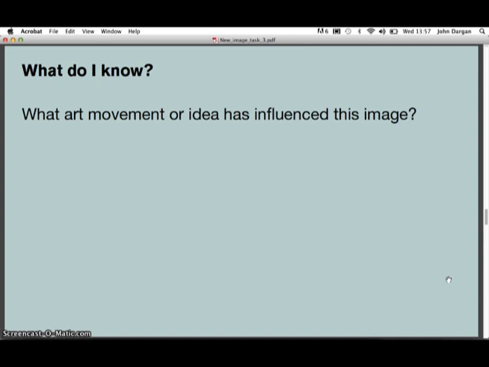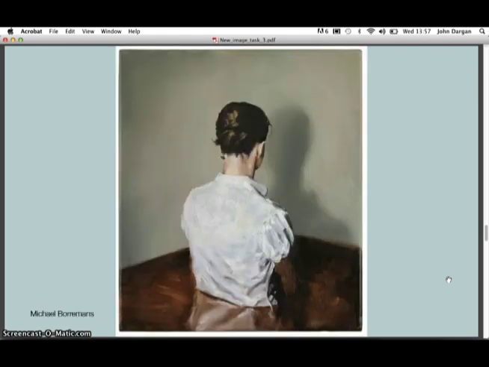What do I know? Have you got an idea of what art movement or what idea has influenced this image? Because one of the things that the artist has done, which is very interesting, is use realism. You know, it's realistic looking. You can see what it's depicting.